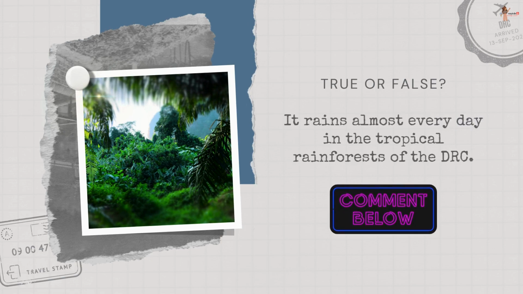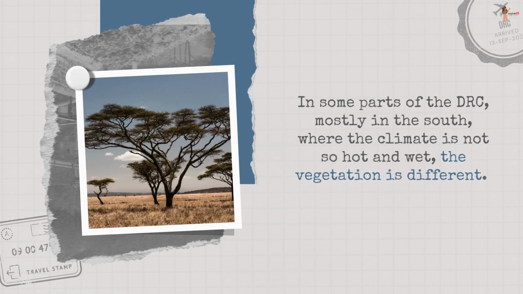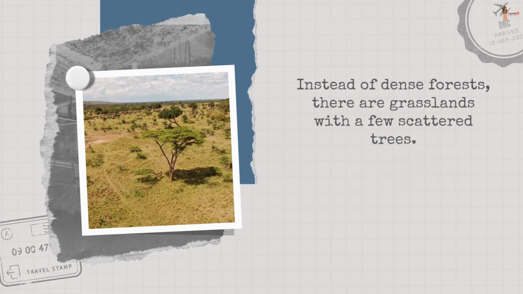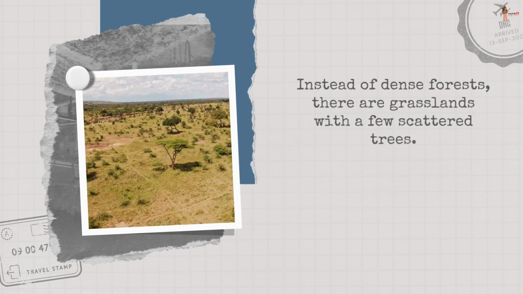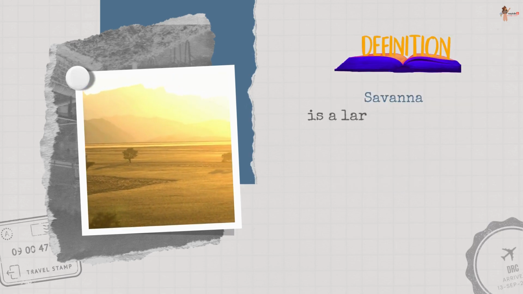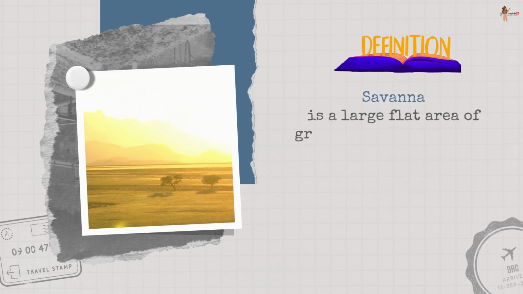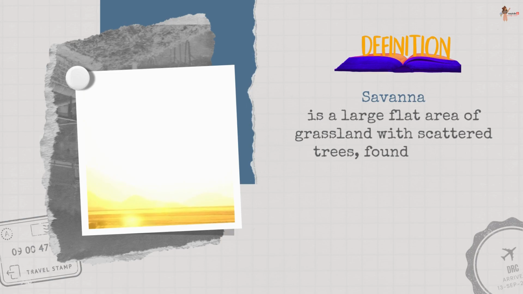Let me know. In some parts of the DRC, mostly in the south, where the climate is not so hot and wet, the vegetation is different. Instead of dense forests, there are grasslands with a few scattered trees and are known as savanna. So, if I ask you what is savanna? Well, it is a large flat area of grassland with scattered trees found in warm parts of the world.